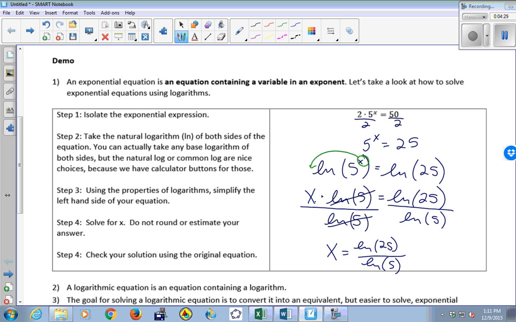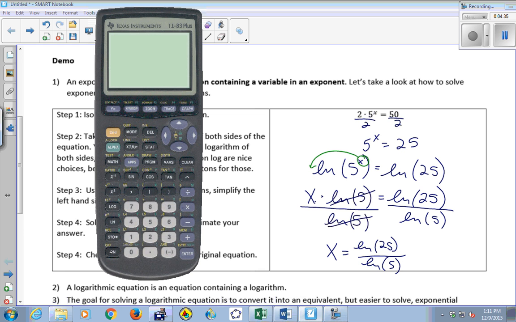And I can put that in my calculator. And that is an exact answer. And let's see what happens if I put it in my calculator. So I hit the ln button, 25 divided by the ln of 5, and I get 2, right? Which we knew was going to be the answer. Equals 2.